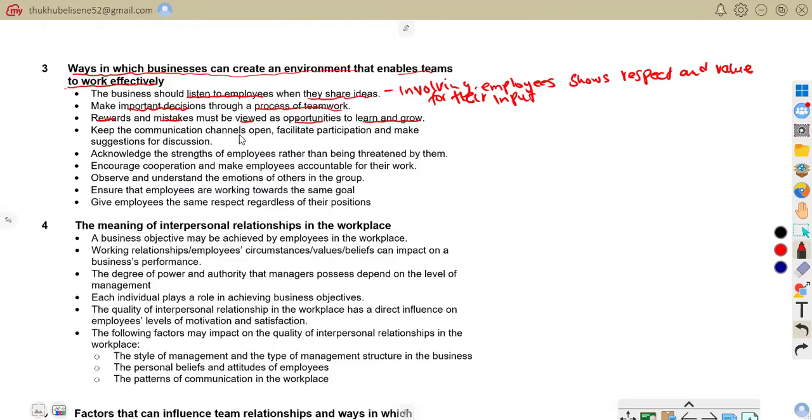Also, keep the communication channels open, facilitate participation, and make suggestions for discussion. So you keep the communication channels open by ensuring clarity and participation.